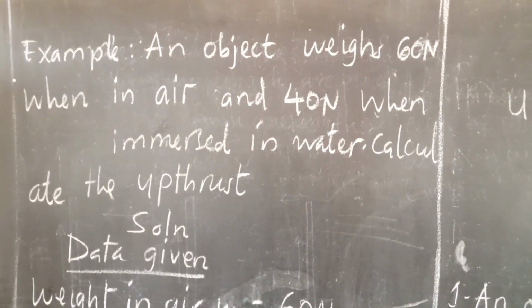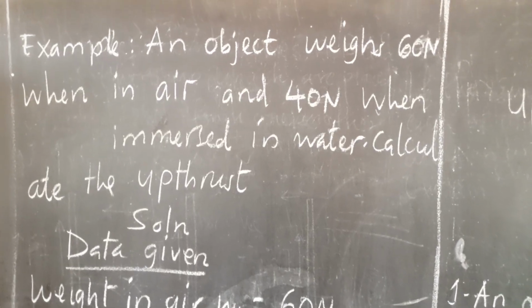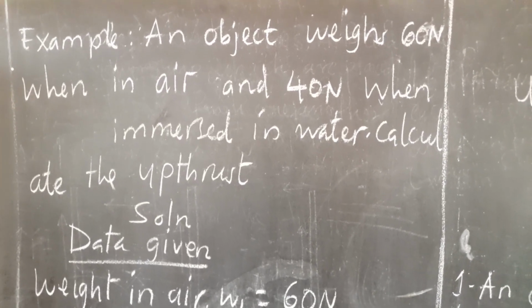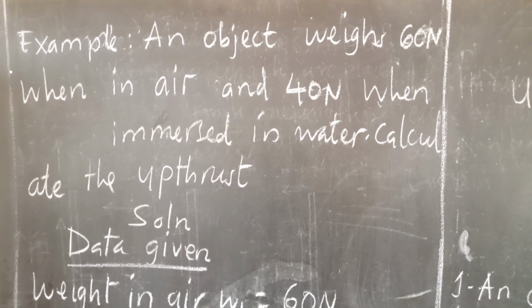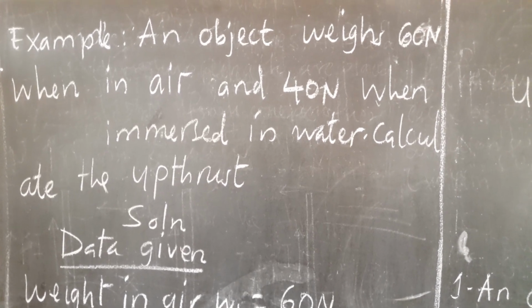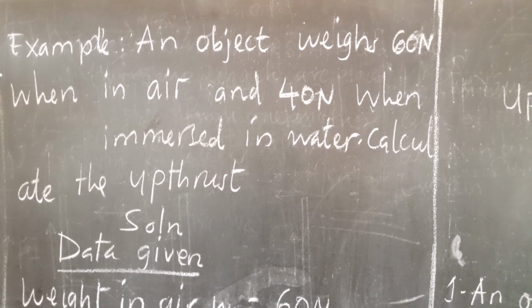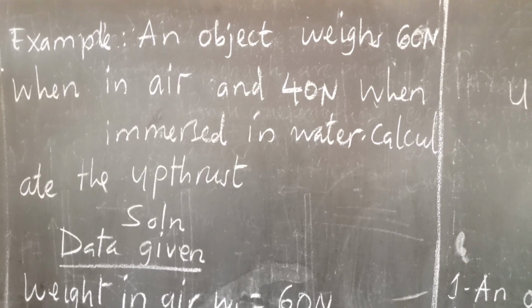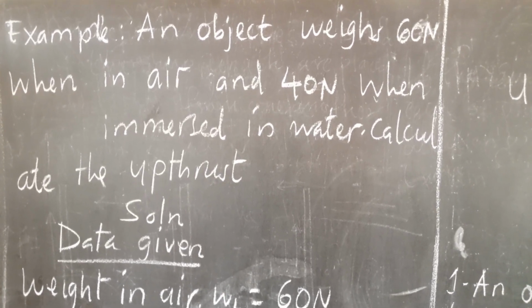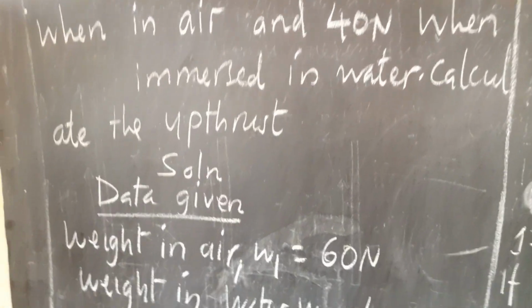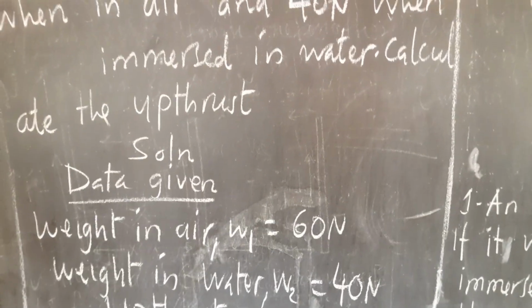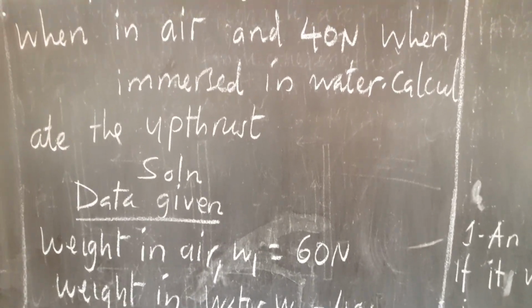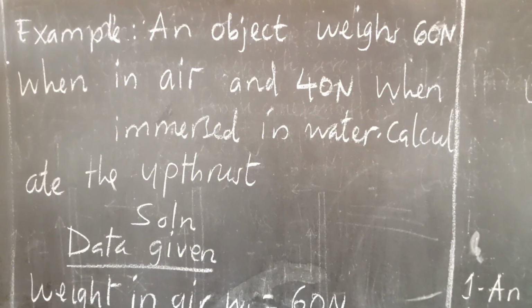An object weighs 60 Newton when in air and 40 when immersed in water. Calculate the upthrust. So in order to calculate the upthrust in this question, first you need to identify the different data.